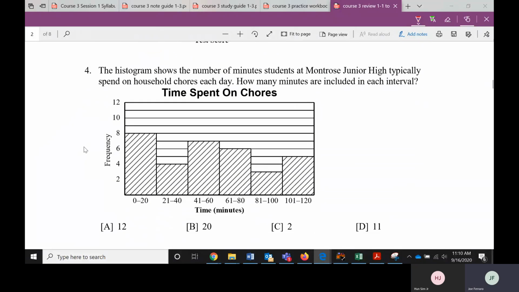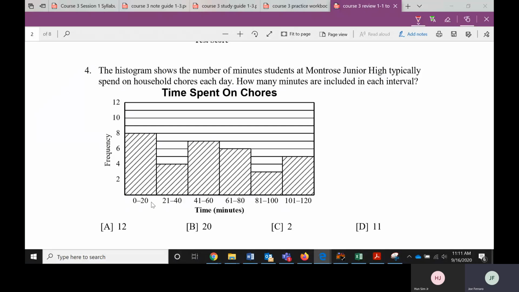Number 4, the histogram shows the number of minutes students at Montrose Junior High typically spend on household chores each day. How many minutes are included in each interval? Okay, so this one is a little different. You don't actually have to look over to the side here for anything. It doesn't ask how many are doing what. It's asking how many are in an interval.